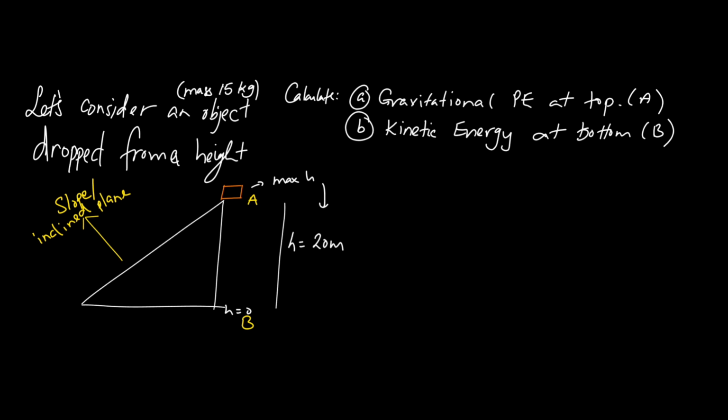We are asked to calculate the gravitational potential energy at the top, point E, and the kinetic energy at the bottom, point B. Also, if the object was actually slid down that plane or slope to hit point C, we were also asked to comment on what will happen to this object in terms of its energy. Well, let's begin.